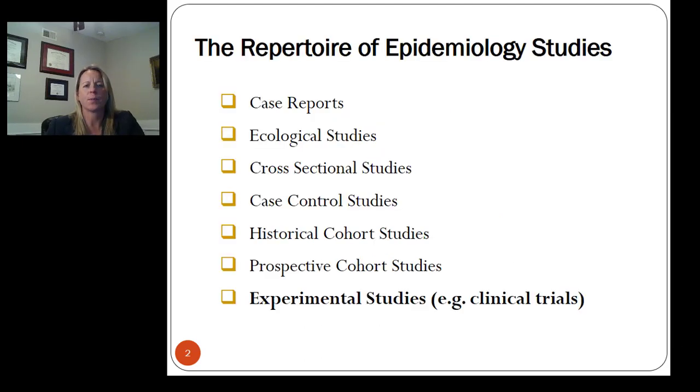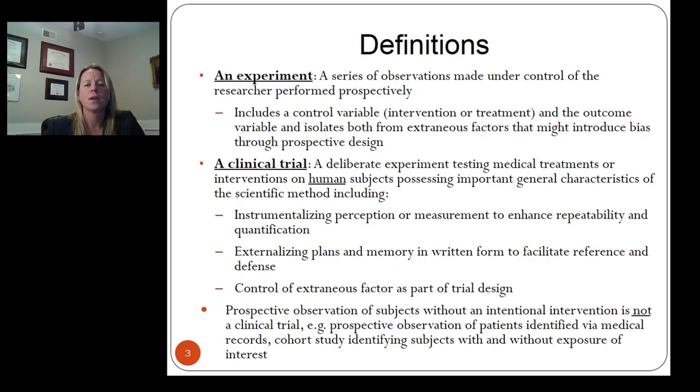So this slide lists the repertoire of epidemiological studies. And now we're going to discuss experimental studies, more specifically clinical trials. First, though, I'd like to provide a few definitions. An experiment is defined as a series of observations made under control of the researcher and is performed prospectively.